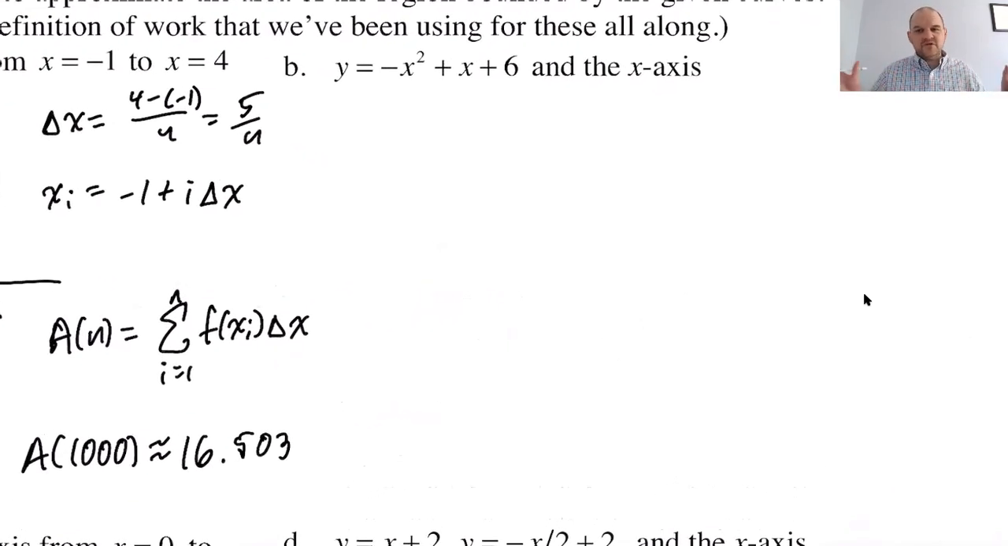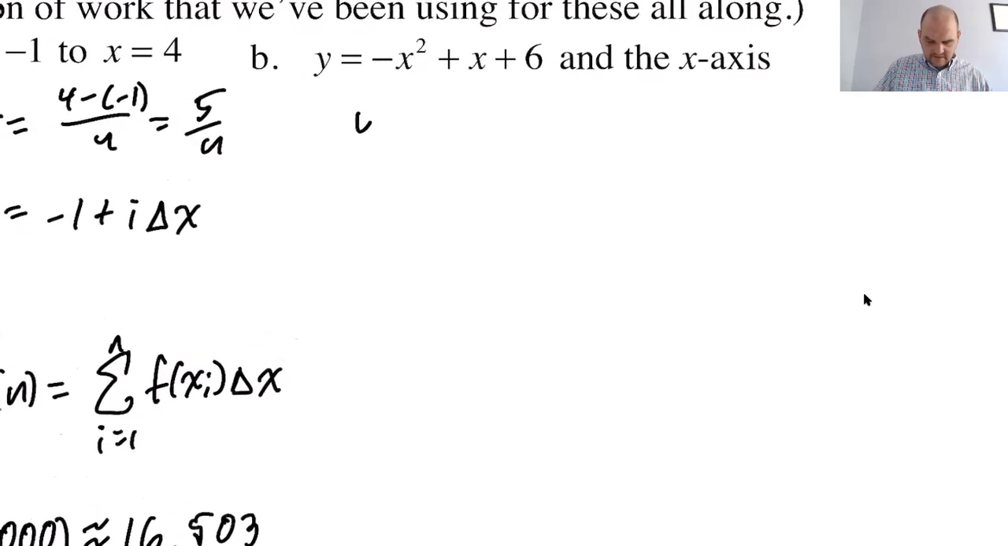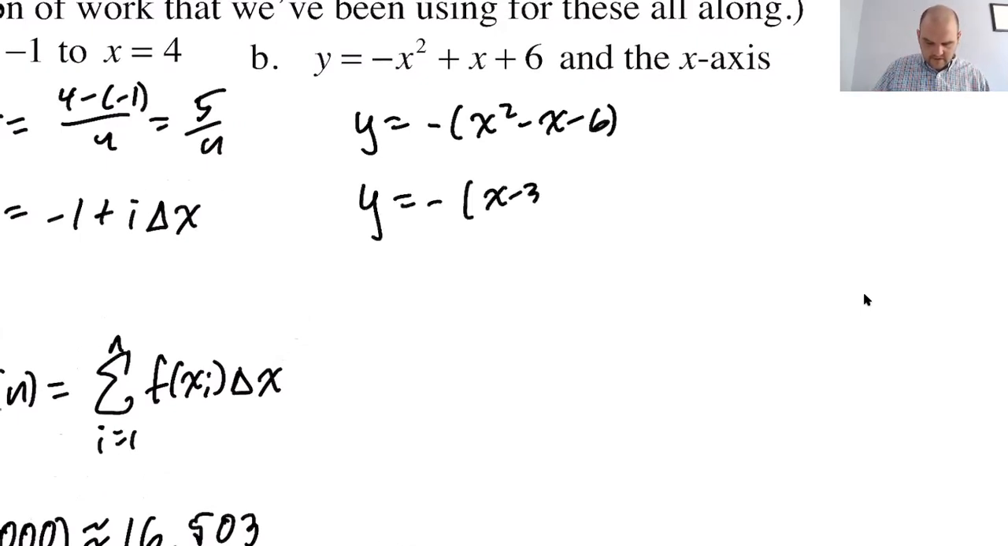We're not given bounds or anything, so I'm thinking we're gonna go x-intercept to x-intercept. So let's see what this looks like. I'm gonna start off, I'm gonna factor this thing. I'm actually gonna make it negative quantity x squared minus x minus 6. I hate negative leading coefficients. They make it so much harder to factor. x minus 3, x plus 2.